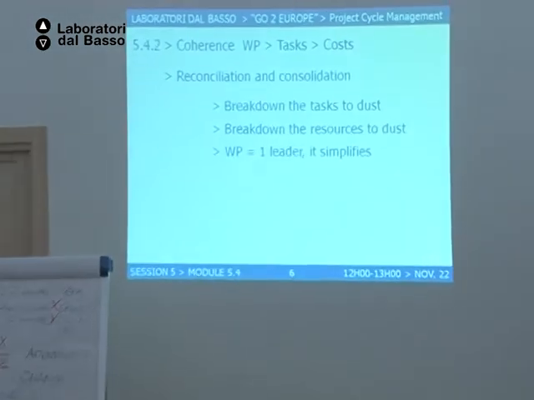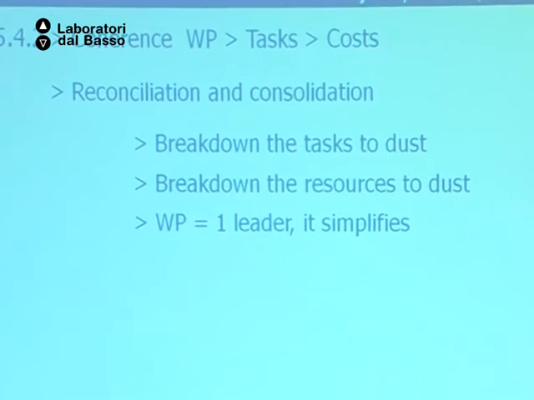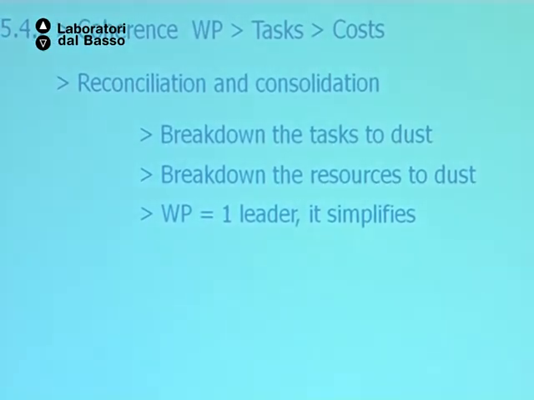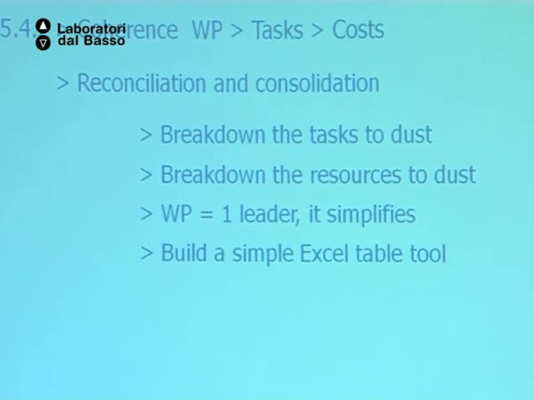I suggest that you have one leader for each work package and maybe not two or three leaders for the work package. I suggest. You have a leader and it's a captain, but he works with all the other partners, but he's one. You build a very simple Excel table for yourself for designing the budget, one that you understand. Sometimes you will have difficulties understanding the way it's organized on the tab that you use on the application form for the European project, but you use your tools, okay?